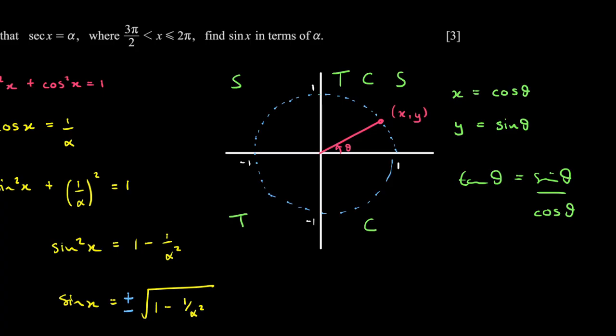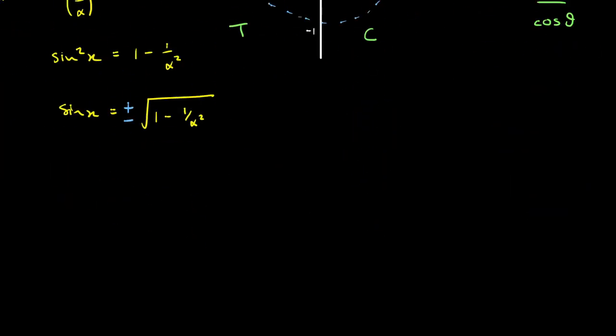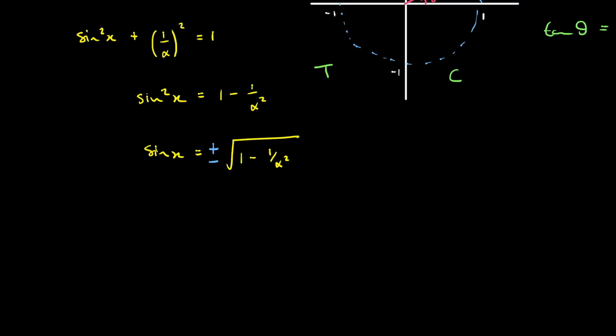Now, we are told in the question that our angle is between 3 pi by 2 and 2 pi. In other words, we're in the fourth quadrant. We're here. And so if we're here, then the value of the cosine should be positive, because cos is positive in this quadrant, and the value of the sine should be negative, because the y value is going to be negative. So when we look at this, is this going to be the positive or the negative? Well, it's got to be the negative. So the final solution is going to be that sine x is equal to negative the square root of 1 minus 1 upon alpha squared.